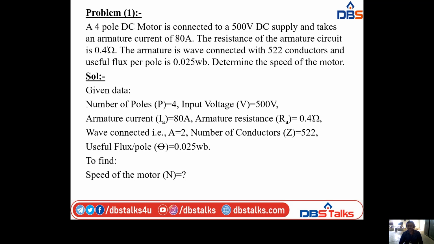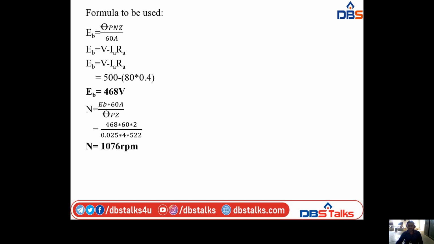Finally, we have to determine the speed of the motor. For that we use one formula, EB is equal to phi P N Z by 60A. You already know the back EMF formula of a DC motor, EB is equal to V minus IA RA.